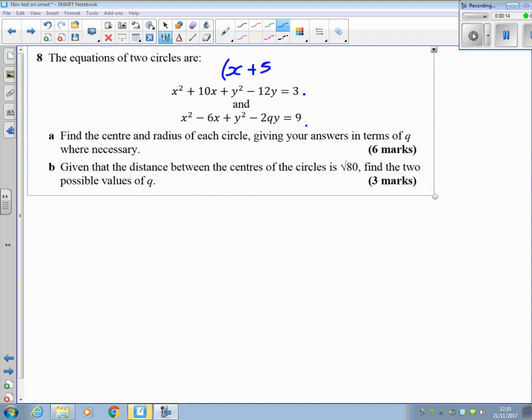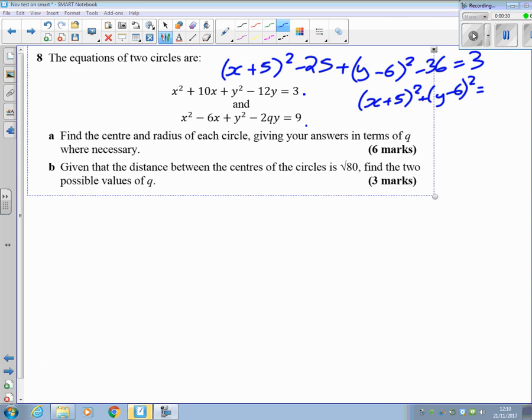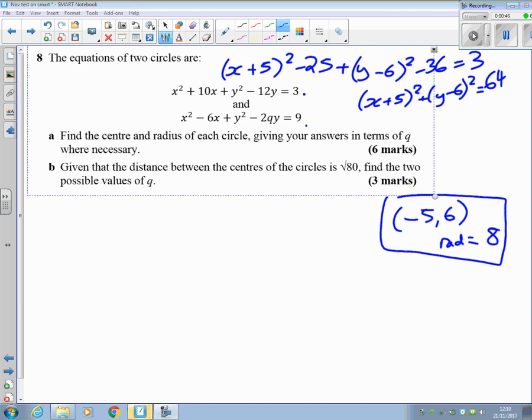I've got x plus 5 all squared minus 25, and then y minus 6 all squared minus 36 equals 3. Tidying that all up, x plus 5 all squared plus y minus 6 all squared, adding that all over to the other side makes 64. So we've got a centre of minus 5, 6, and a radius of 8. So that's your standard one. That was for everybody.